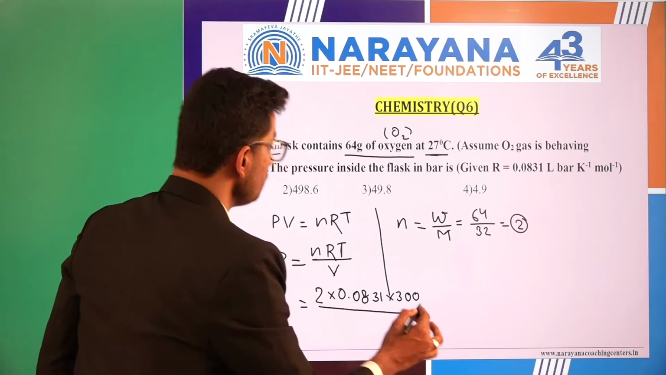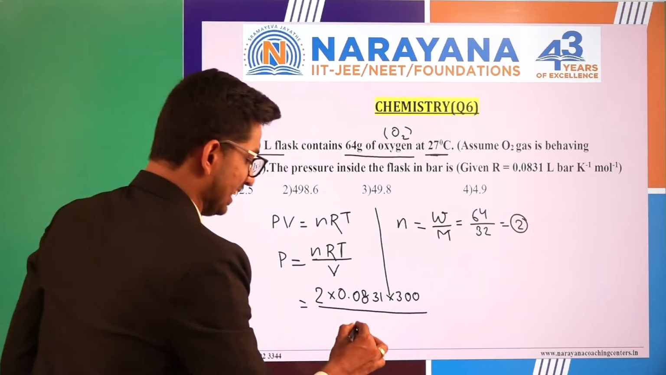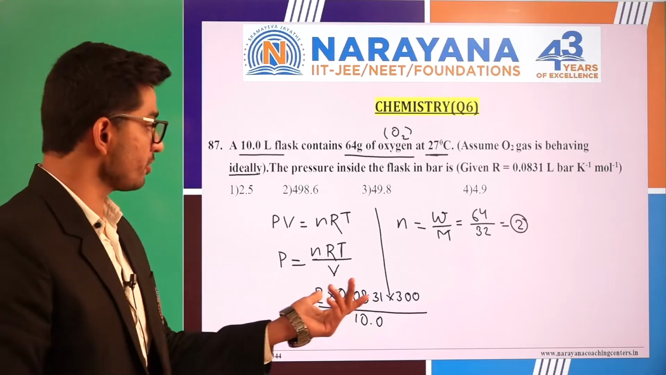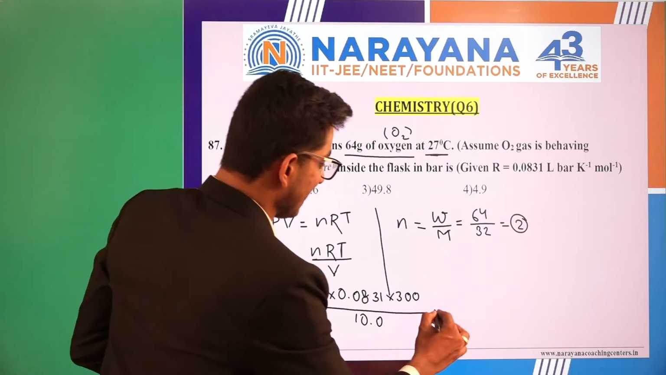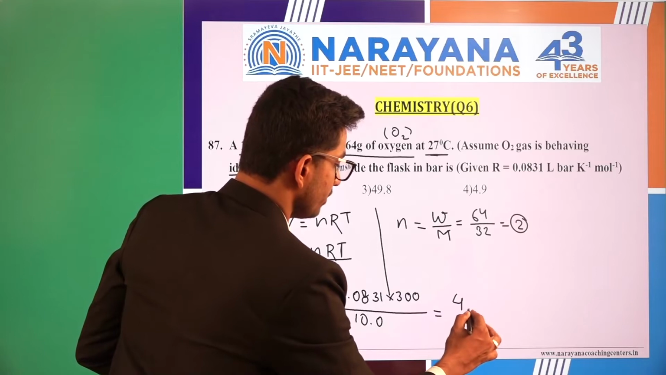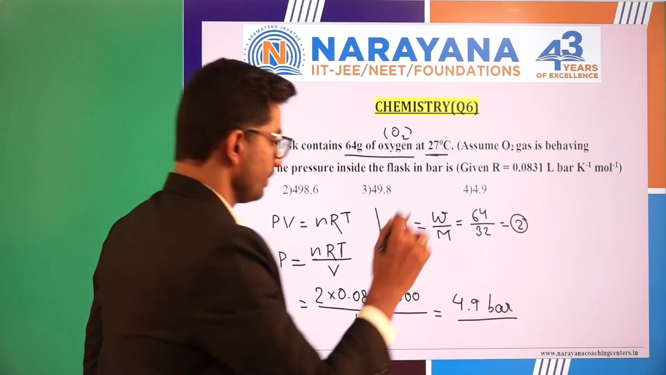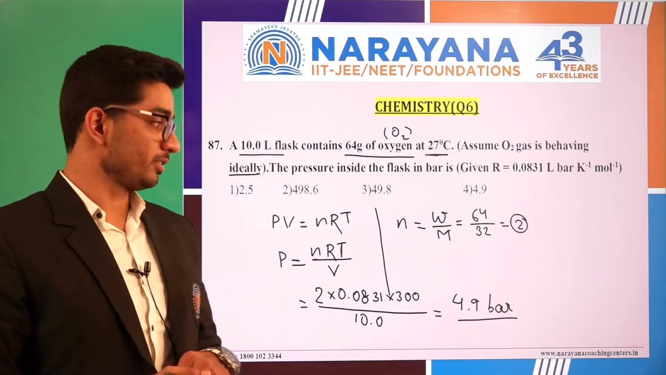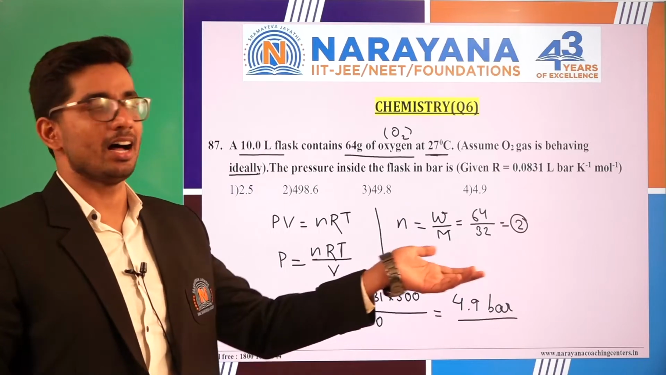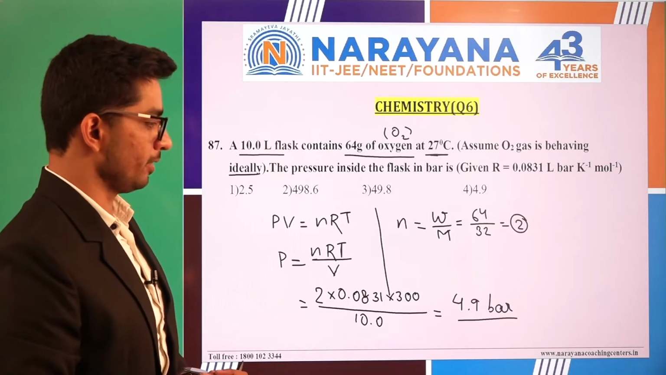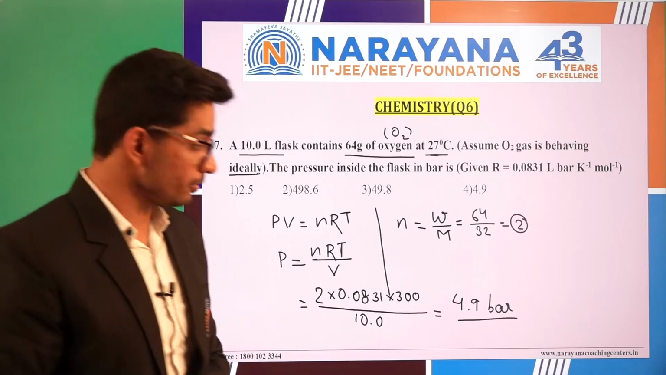And what is the volume? Volume is 10 liters. So on solving this expression, you will be basically getting 4.9 bar of pressure. This is quite simple. Just put the values and get the answer. So this is coming to be 4.9 bar. Okay, so let's move on to the next one.